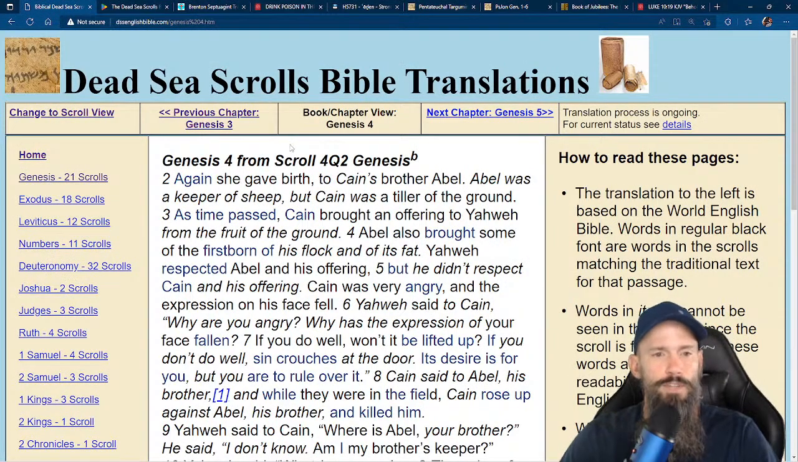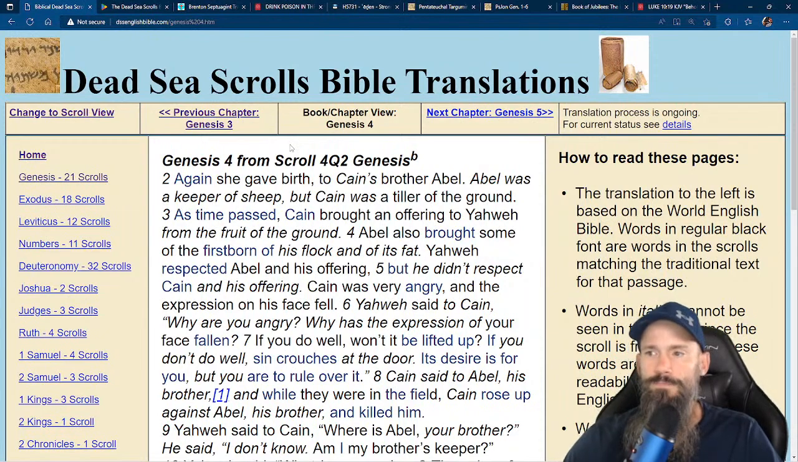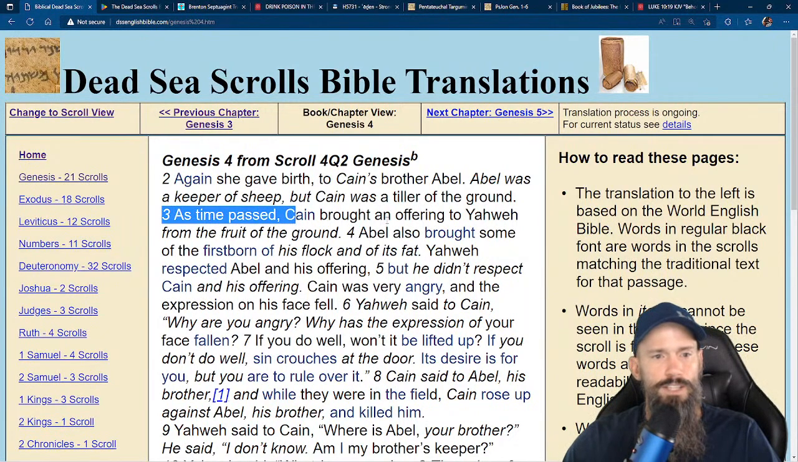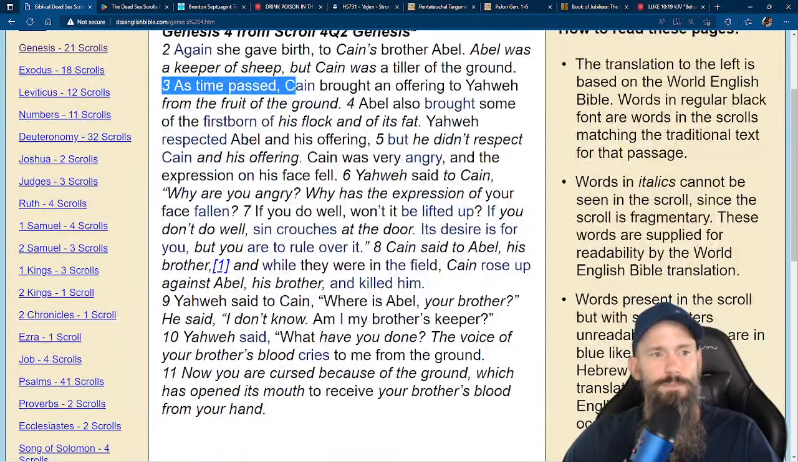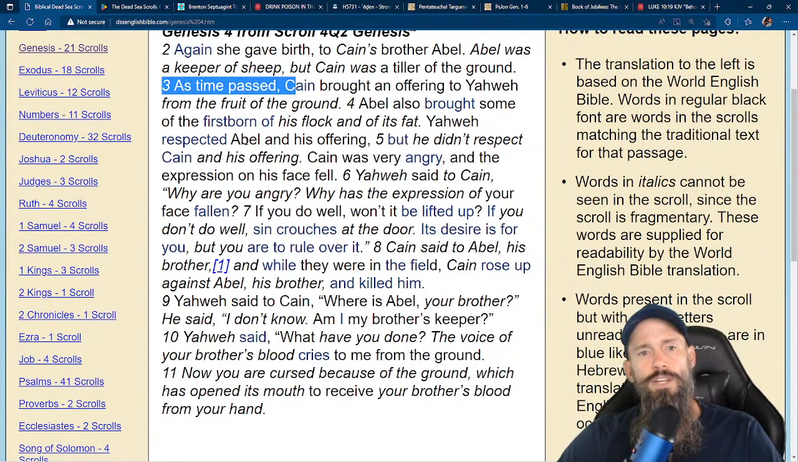Again, she gave birth to Cain's brother Abel. Abel was a keeper of sheep, but Cain was a tiller of the ground. As time passed, Cain brought an offering to Yahuwah from the fruit of the ground. Abel also brought some of the firstborn of his flock and of his fat, Yahuwah respecting Abel and his offering. But he didn't respect Cain and his offering.